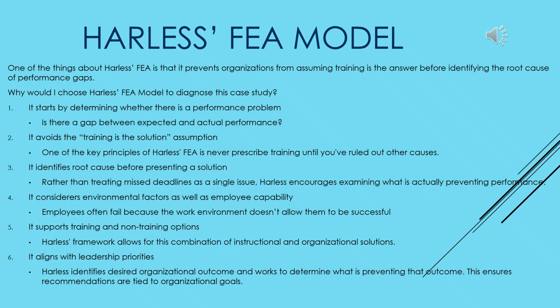Four, it considers environmental factors as well as employee capability. Employees often fail because the work environment doesn't allow them to be successful. Five, it supports training and non-training options. Harless's framework allows for the combination of instructional and organizational solutions. And lastly, it aligns with leadership priorities. Harless identifies desired organizational outcome and works to determine what is preventing that outcome. This ensures recommendations are tied to organizational goals.